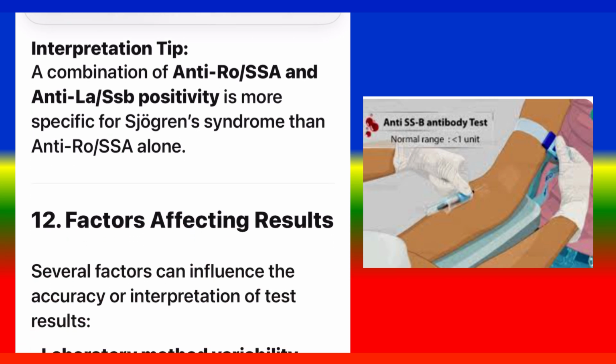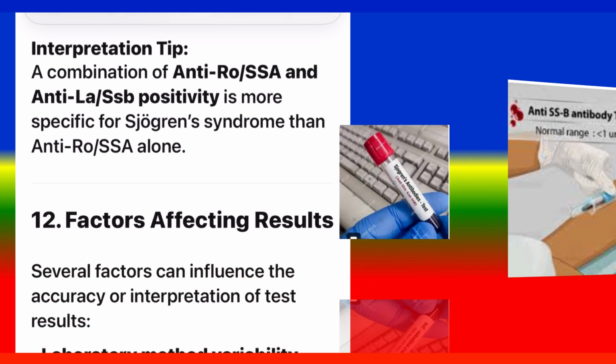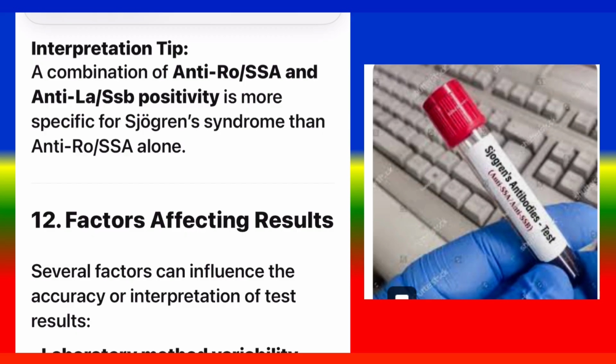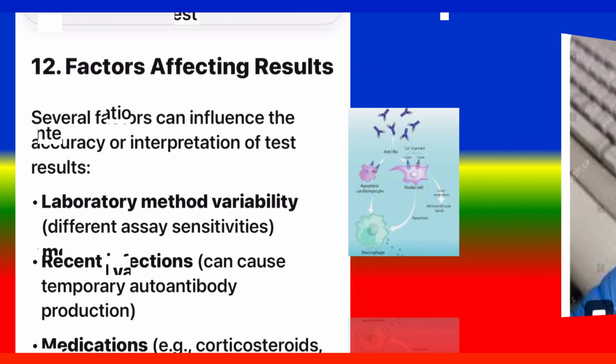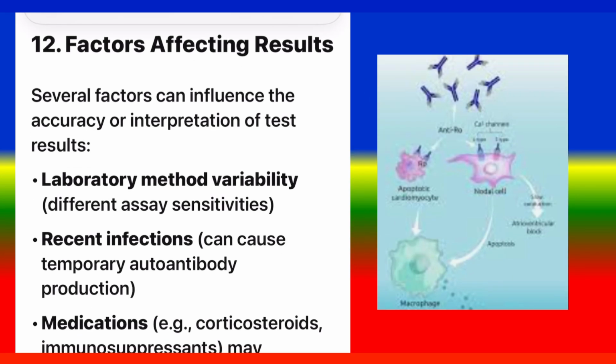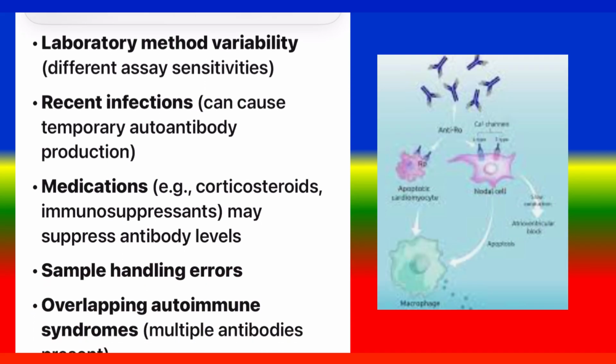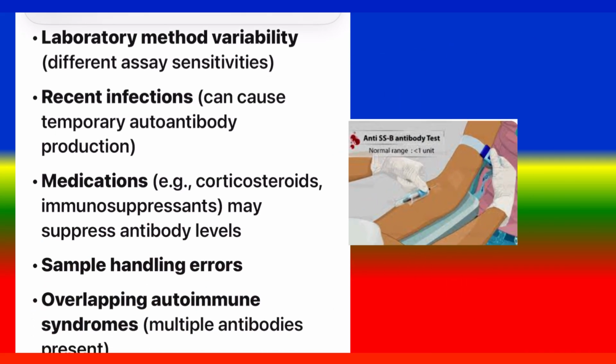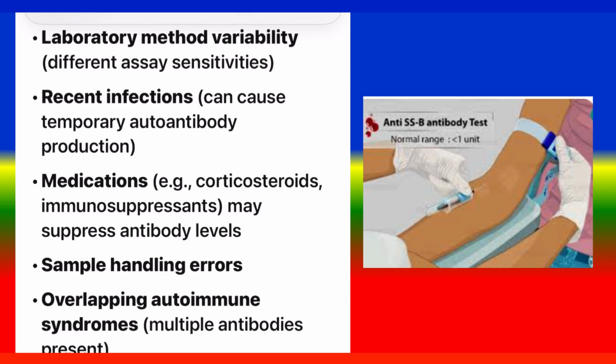Interpretation tip: a combination of anti-Ro SSA and anti-La SSB positivity is more specific for Sjögren syndrome than anti-Ro SSA alone. Number 12. Factors affecting results. Several factors can influence the accuracy or interpretation of test results. Laboratory method variability, different assay sensitivities, and recent infections can cause temporary autoantibody production.